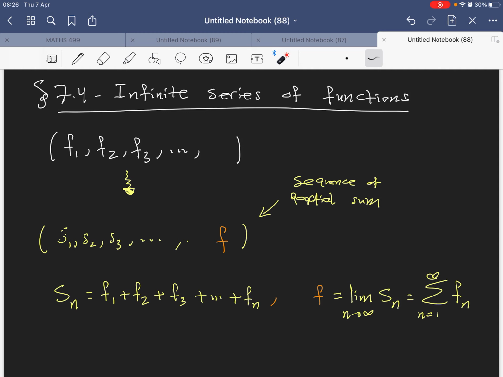And what we will do now is we want to study the properties of f by knowing the properties of f1, f2, f3, and so on. That's the whole idea. It is very much similar to what we did last time, but last time we were focusing on the limit of the sequence itself. Now we are focusing on the sum of f.